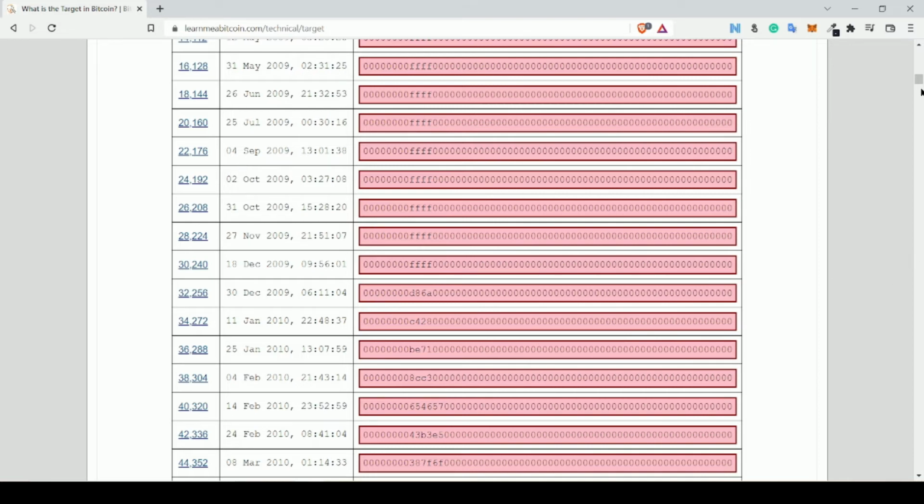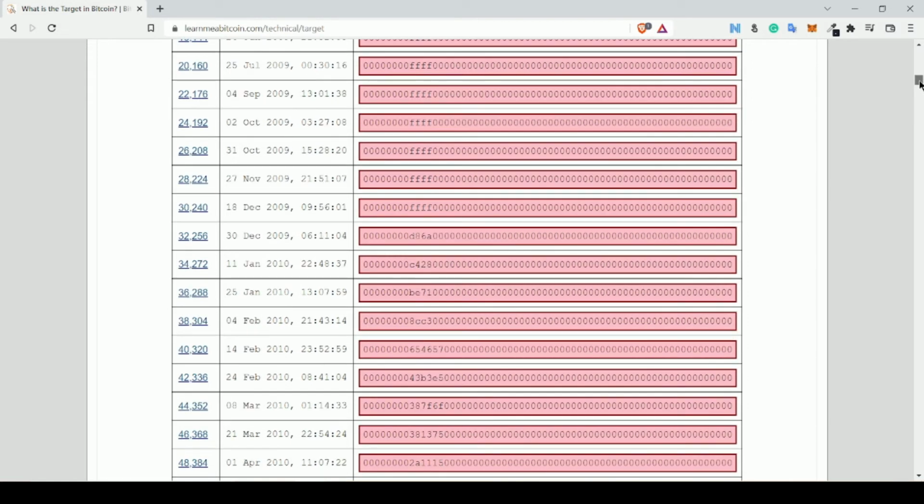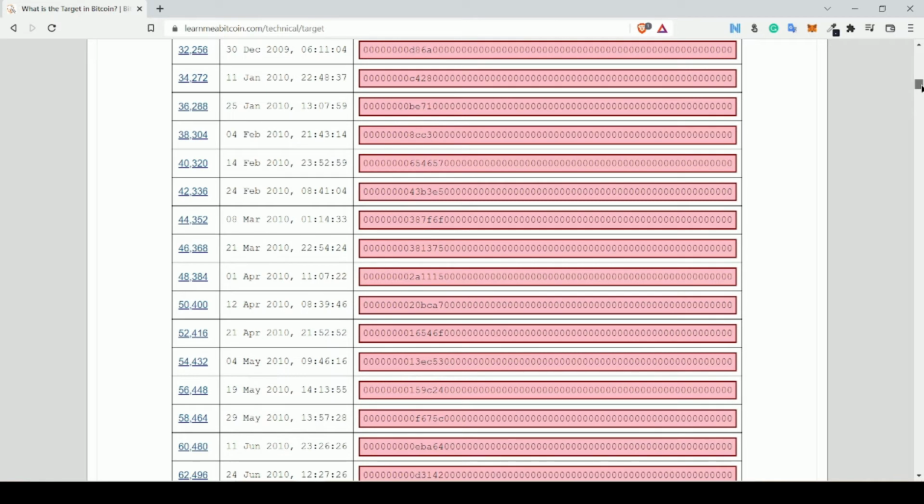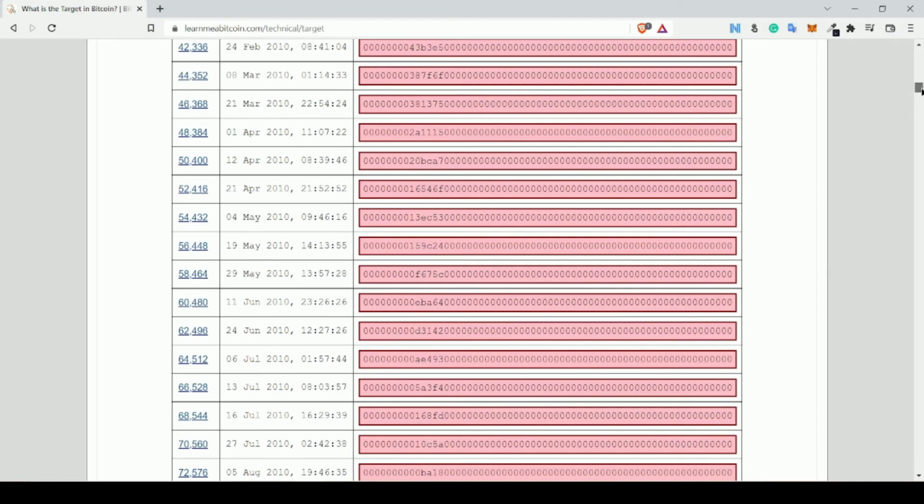But after some time you will see that I think the number of zeros also started increasing, meaning this was making the Bitcoin mining problem much harder to solve. So let us see where the number of zeros are changing. It is actually very difficult to find out, right? A lot of numbers are here at this point of time.